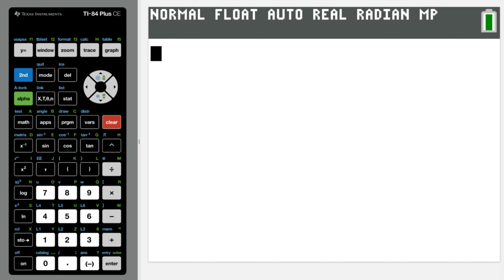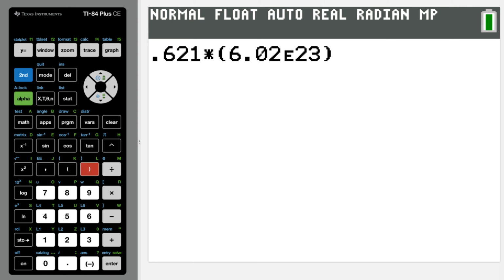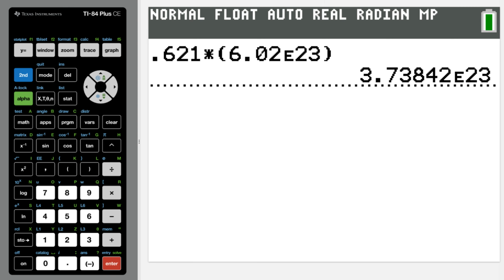So we're going to type in 0.621 times parentheses, anytime for scientific notation, and it's 6.02. Find your EE button, mine, it's second comma, and then 23 for the exponent. Close parentheses, and I get an answer of 3.74, rounding to 2 decimal places.